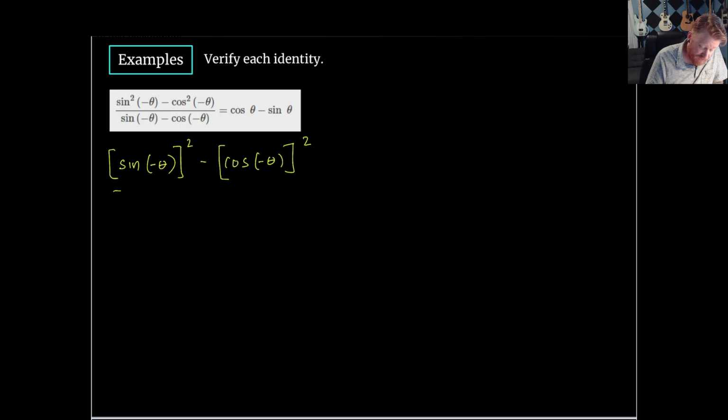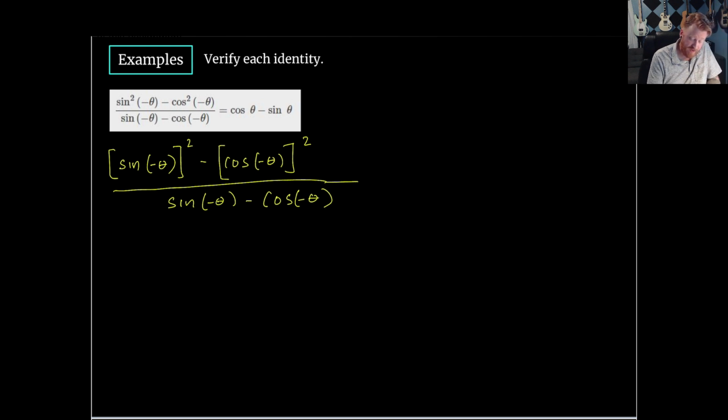And then I can rewrite this all over, and for now let's just keep things how they're written, and then I'll talk about dealing with these negative arguments in the next step. So this is what we have currently. Now, we can use the even and odd properties of sine and cosine to rewrite this as the negative sine of theta, all being squared, minus the cosine of theta, all being squared.